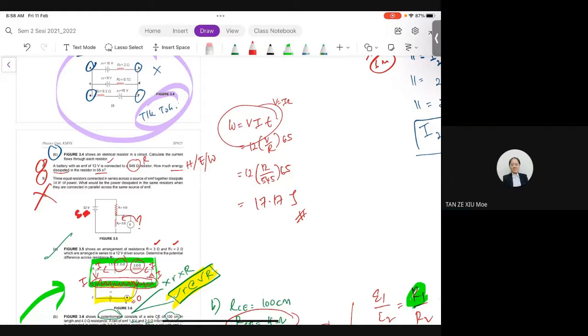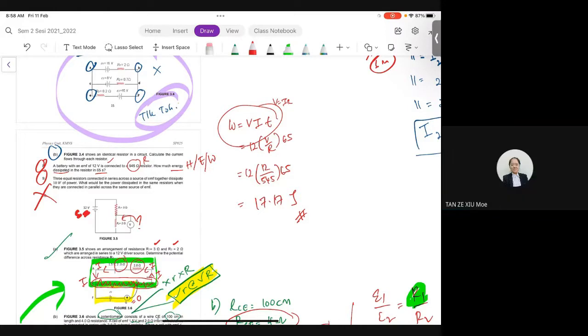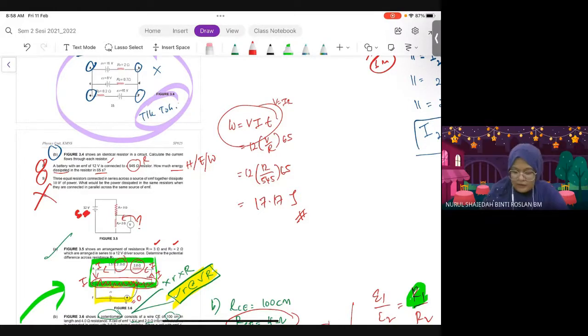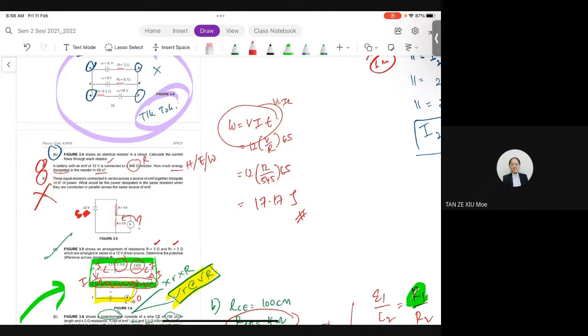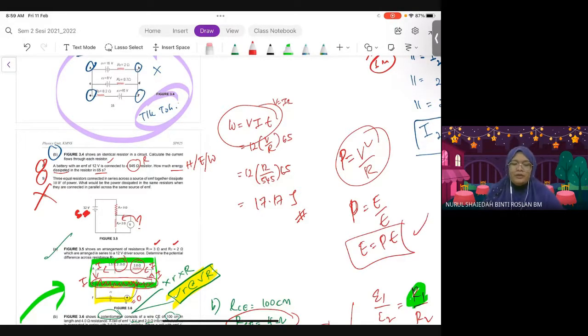Madam, saya guna formula P is equal to V square over R. Itu power. Tapi power P is equal to E over T, right? Ha, so V square over R, saya darab dengan T. So you guna P equals to V square over R. Okay, you dapat power and then you guna power sama dengan energy over time. So you energy sama dengan P darab T. Boleh? Boleh.